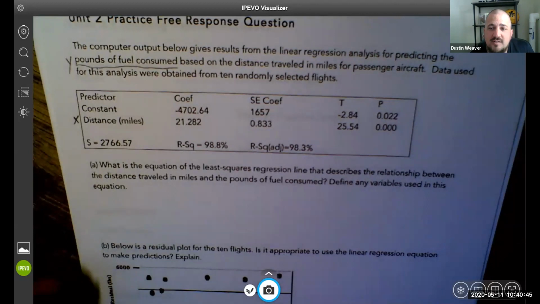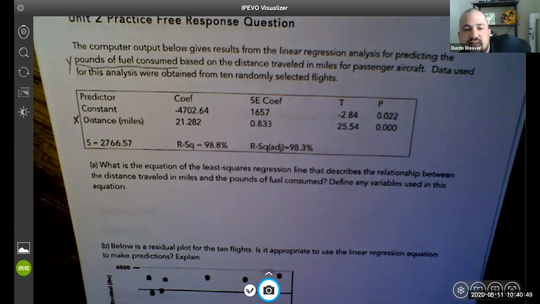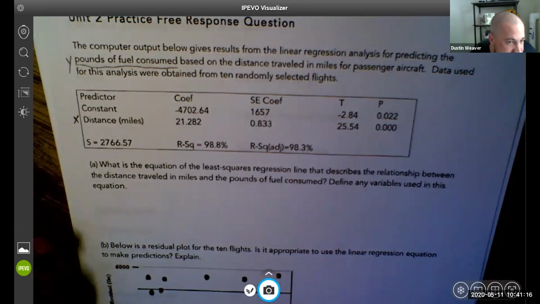For passenger aircraft, data used for this analysis were obtained from 10 randomly selected flights. So basically, we know how far the flights went, and we want to see if the distance that the flights traveled will help us predict how many pounds of fuel the airplane actually consumed. A, what is the equation of the least squares regression line that describes the relationship between the distance traveled in miles and the pounds of fuel consumed? Define any variables used in this equation.